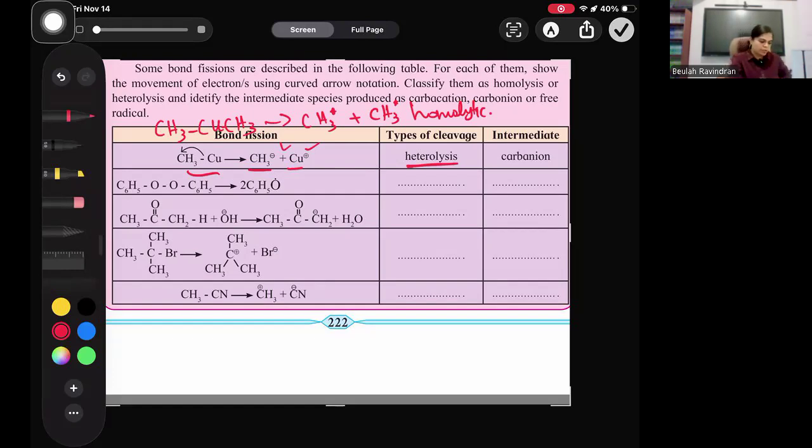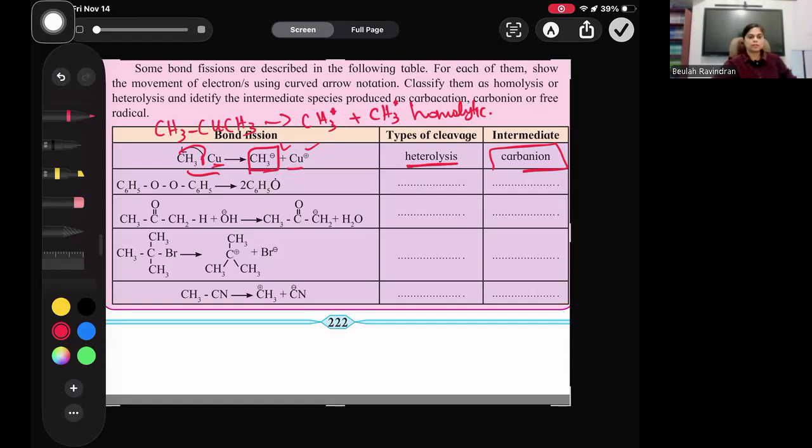So here the bond is cleaved and then it is attached. Since copper is electropositive, it can donate its electron totally to carbon. When compared to copper, carbon is more electronegative. So carbon has minus. Okay, carbon takes both the electrons. So it is heterolytic. Got it? So we can say it is a carbanion. Then second one, what is given here?